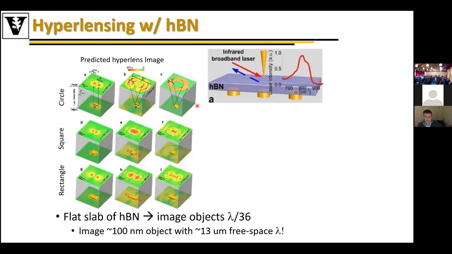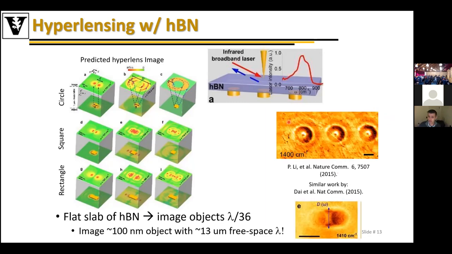Okay, so now just moving to another set of experiments that recently just came out for the group. Several years back, working with Thomas Taubner's group, we were able to look at hexagonal boron nitride as a natural hyperlens. Here's some results from that paper. You can see if we take a circular structure, a square or rectangle, that because of the frequency-dependent angle of propagation, depending on what frequency you're imaging, you can get a complicated field pattern on the top surface that is effectively some form of an image coming from the scattering off of that structure.